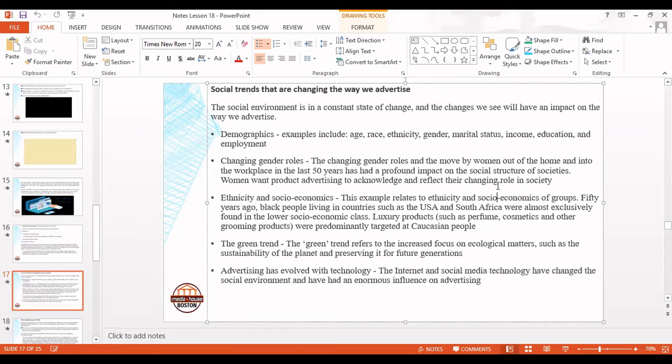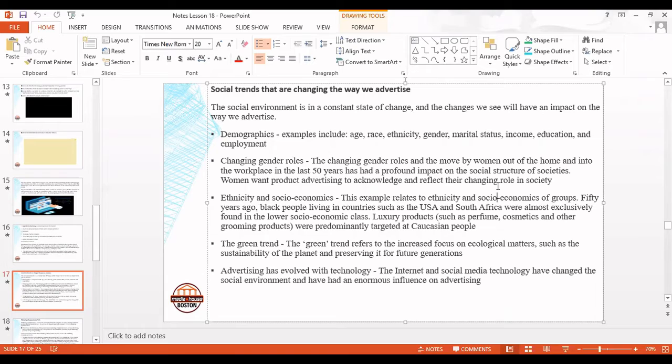Then advertising has evolved with technology, which is very true. Internet and social media technology have changed the social environment and have an enormous influence on advertising. The way that people used to advertise back then, just 20 years ago, it's now different. We have technology now. We have more adverts on the internet. We have more adverts on social media. So all these are trends that affect the way we advertise now.